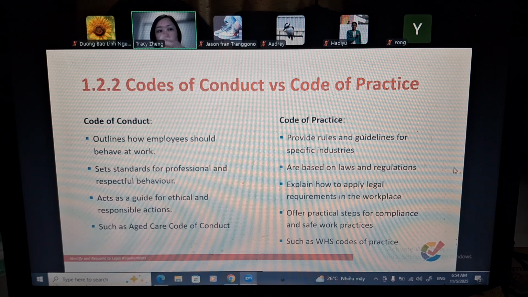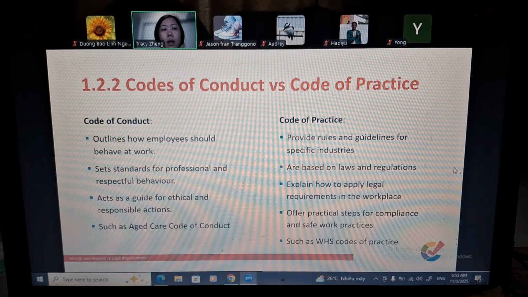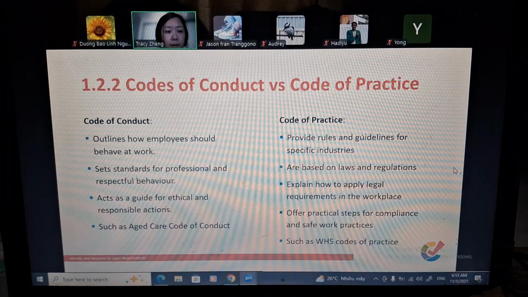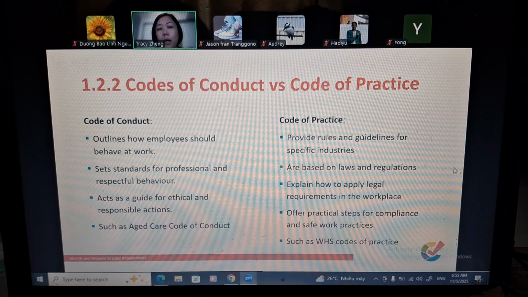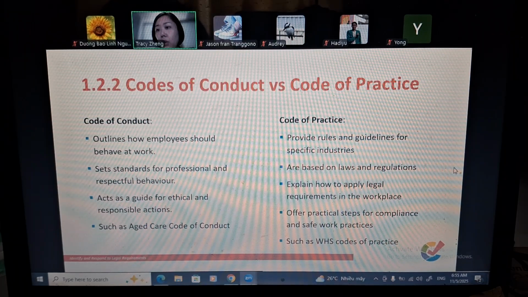Also, the code of conduct acts as a guide for ethical and responsible actions. For example, like we mentioned, respectful behavior. What is the definition of respectful behavior? What do you do that is called respectful behavior? That would also be shown in the code of conduct. I gave you an example of a relevant code of conduct for us, the HK code of conduct. I'm going to show you in a minute.